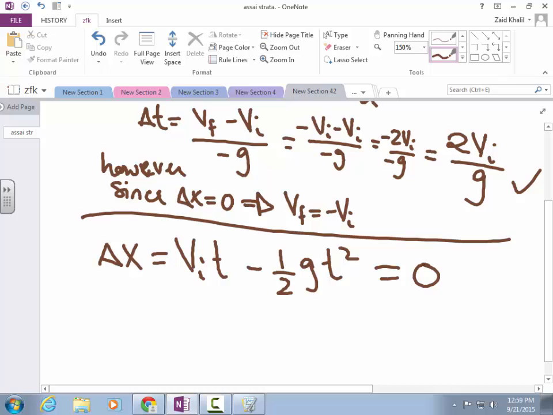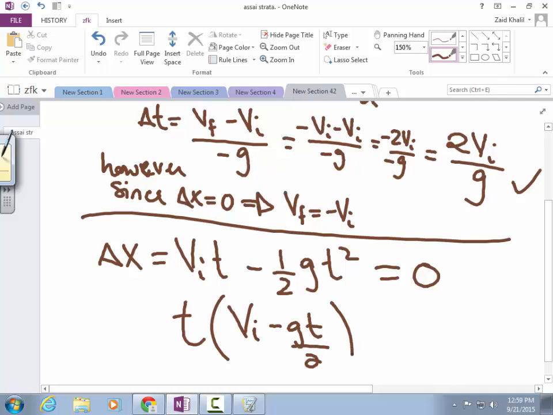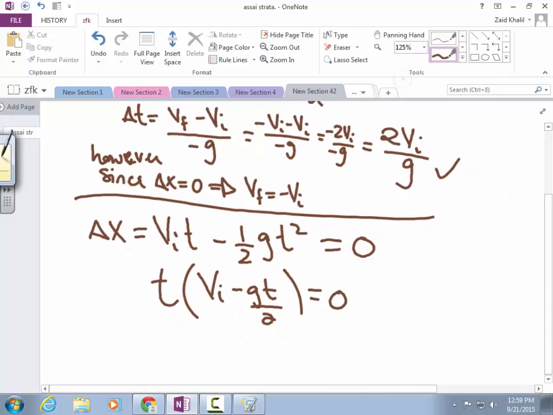I wouldn't recommend it, but you're close. What can you do mathematically? I can factor out a t. And the reason why I wouldn't recommend it, Andrew, is because there is another solution. There is a slightly non-trivial solution associated with this. You'll see. Factor out t, what do you get? You get vi minus gt over 2, right? Equals 0.